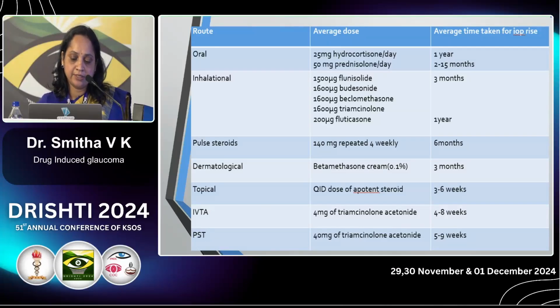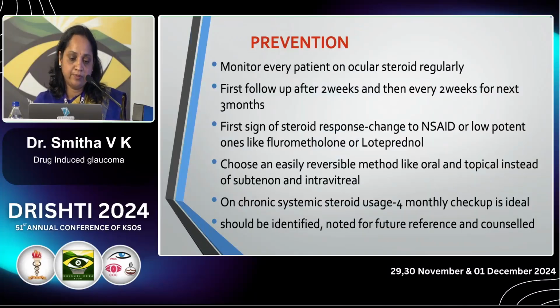Posterior subtenon injection causes an IOP rise in 5 to 9 weeks. So for prevention, monitor every patient on ocular steroids regularly.